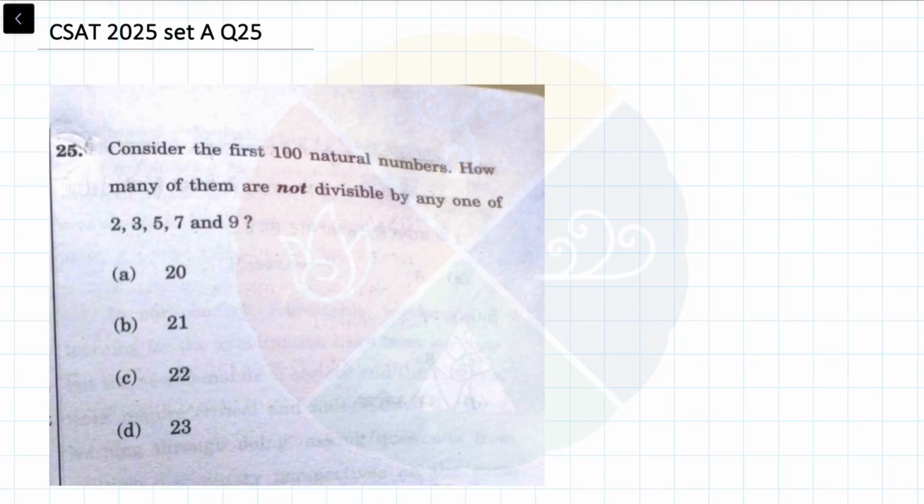Now this problem in the year 2025 is a very beautiful problem, so let's try to solve it. Consider the first 100 natural numbers. First 100 natural numbers means 1 to 100. Natural numbers are basically the numbers which we use for counting. That just starts with 1 and goes like 2, 3, 4 till 100.